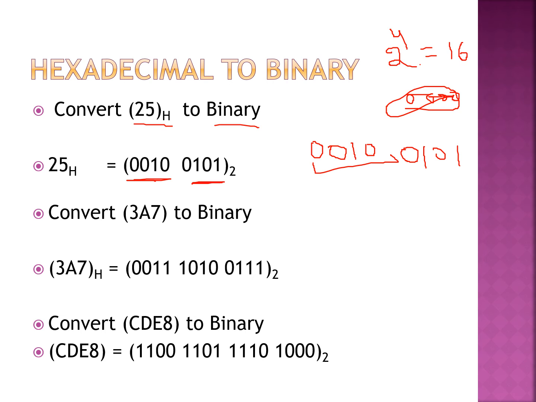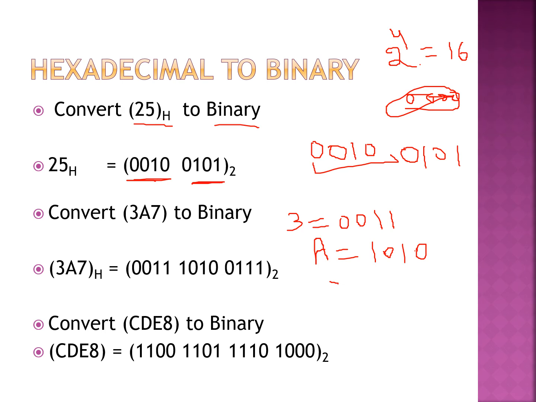So 3 is equal to, how can we write it in terms of 4 bits? It is 0011. This is the equivalent of 3. Now how can we write A? A is equal to 10, so this can be written as 1010. This is equivalent to 10.